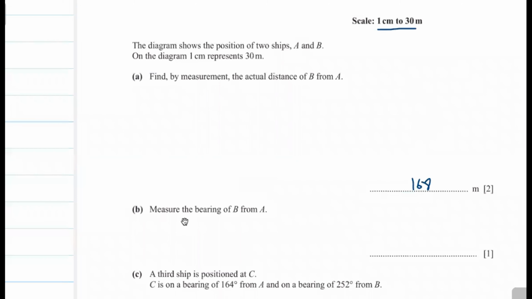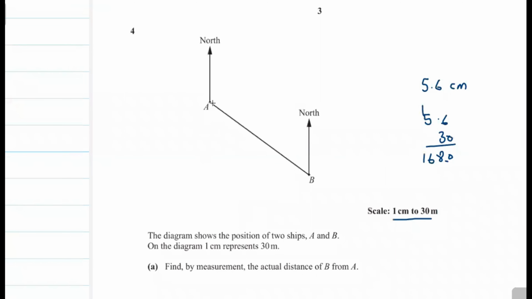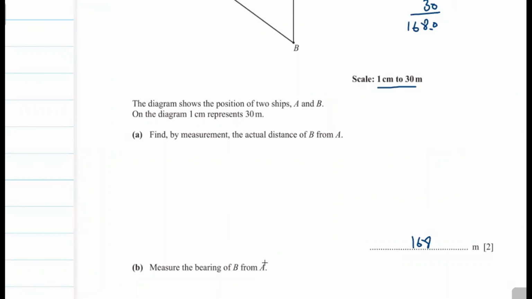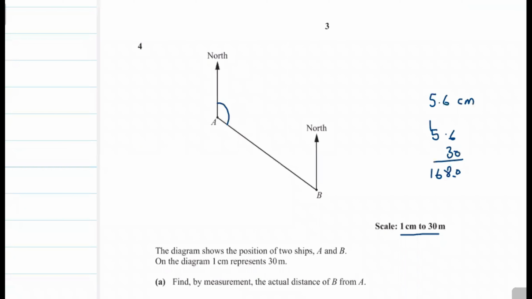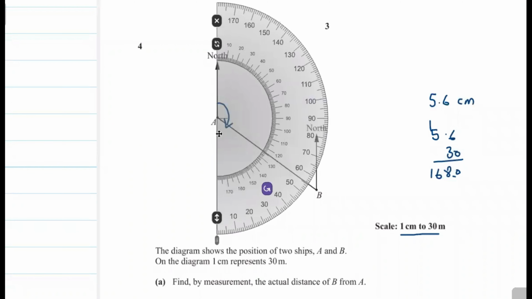Next is measuring the bearing of B from A. This is the angle from the north at A to B. Now in the clockwise direction, this angle will be the bearing of B from A. Now we calculate this angle by using the protractor. Now you can measure this angle.